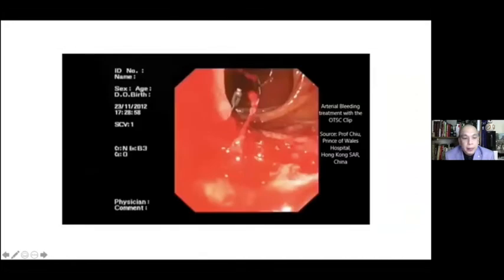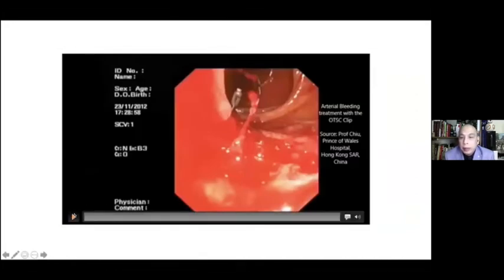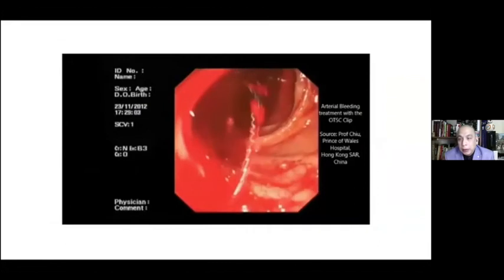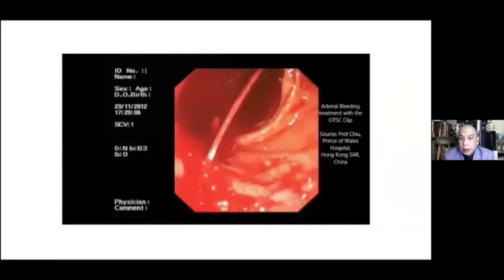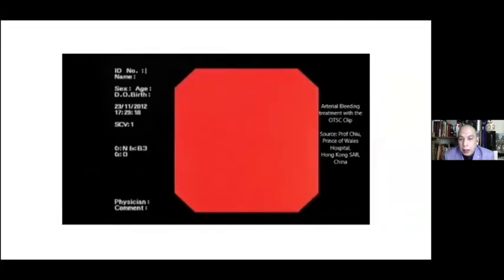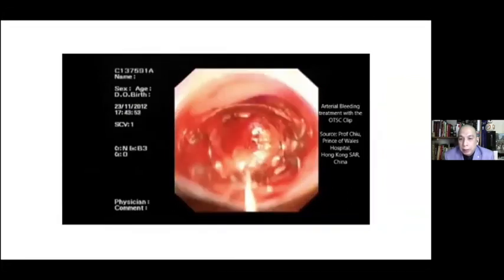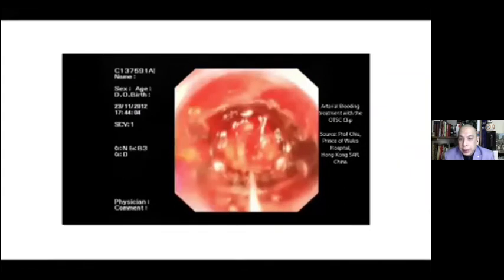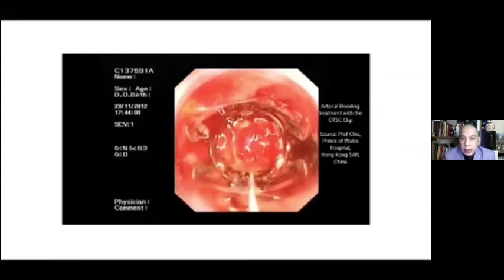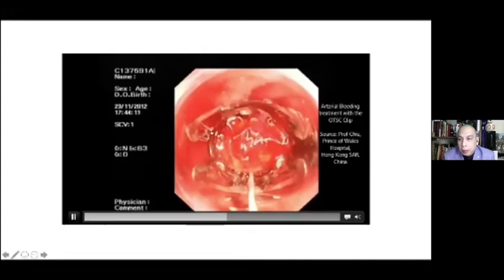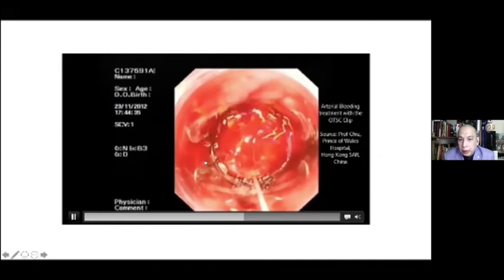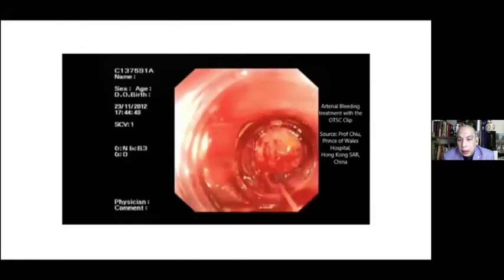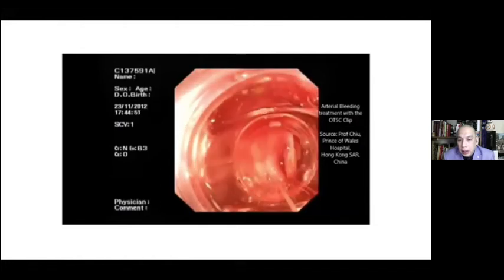Now, this is a video lent to me by Professor Philip Chu, wherein the bleeder, part of the hemostasis, is being clamped by the Ovesco clamp. Are being controlled by the Ovesco. So the clamp is located here on a cap and being deployed just like your rubber band ligator. And now that the clamp has been deployed, it was able to control the leak.